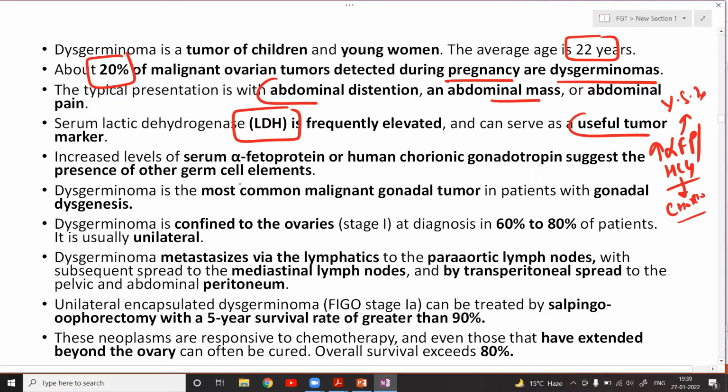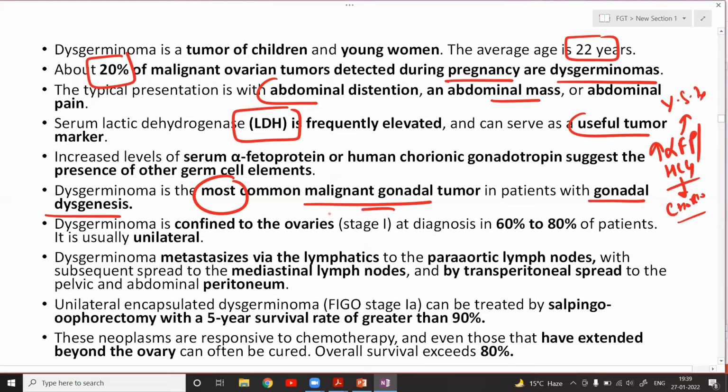So as I told you, dysgerminoma is the most common malignant gonadal tumor in patients with gonadal dysgenesis. So just remember a few things. It is the most common malignant ovarian germ cell tumor, the most common malignant gonadal tumor in patients with gonadal dysgenesis, and also the most common malignant ovarian tumor detected during pregnancy. All these facts are very important when you get an exam slide.